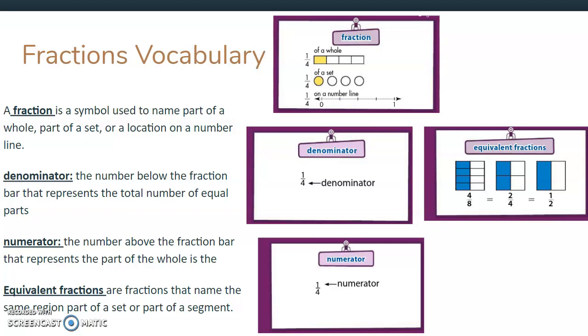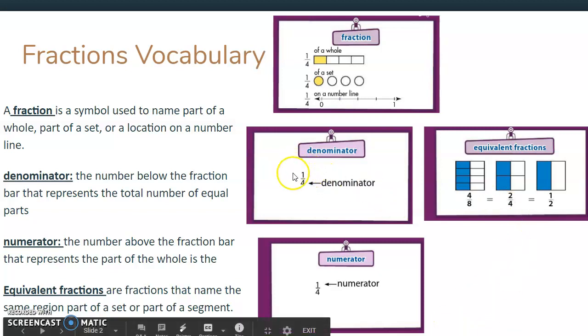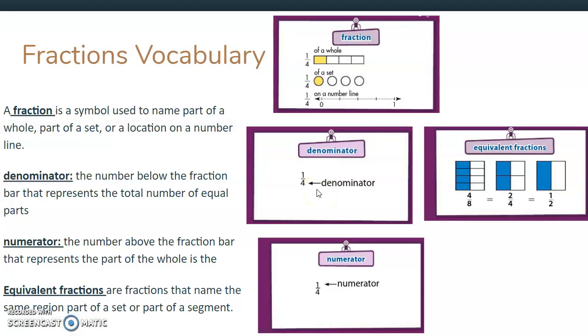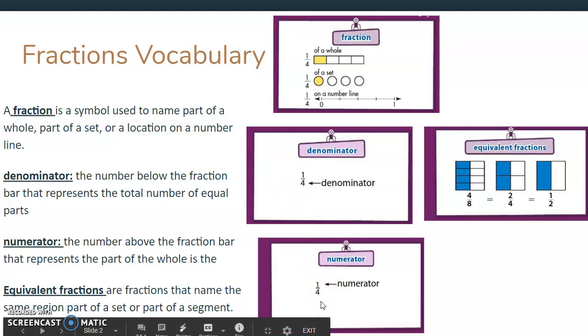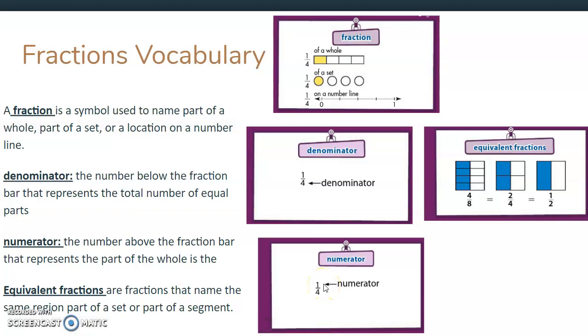Your denominator is the number on the bottom of your fraction, and it represents the total number of parts. So here in 1/4, my denominator is 4, which means that I have 4 parts. My numerator is the top number. So looking again at the 1/4, if I have 4 parts, my 1/4 means that only one of those is colored in or was eaten or was left. So the numerator is showing the part of the whole that is represented.